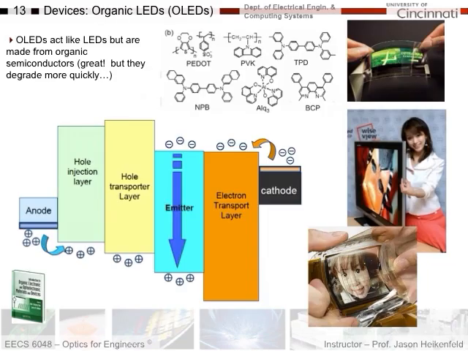What about organic light emitting devices? Well, they're very similar to LEDs, but they're made from organic semiconductors, which is great because that can be done inexpensively, but they also degrade more quickly. So think of plastic. It's great, but it's also not the most durable material either. And so you inject holes and electrons and they emit. This is an example of layers that you can use to build up an OLED. And we're very familiar with a lot of the commercialization activities going on with OLEDs these days.